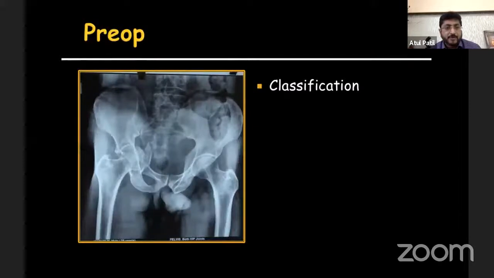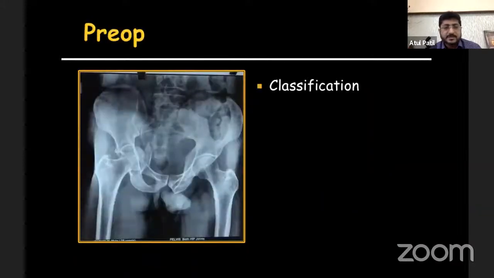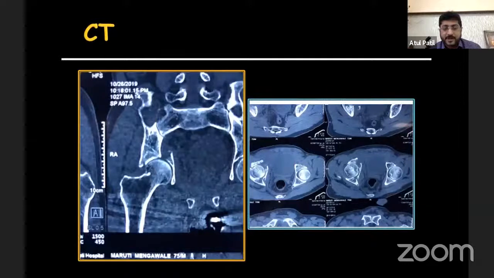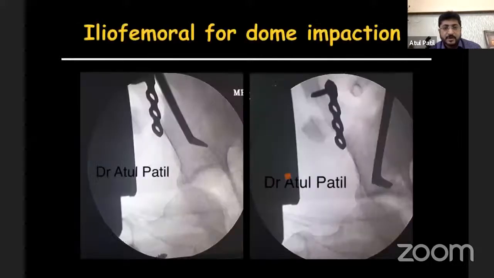Another approach where you have a displaced quadrilateral plate along with dome impaction. The head is medialized. Originally, we used to say central fracture, but we no longer use this. This is a fracture where the anterior column is involved more. So here I have used the iliofemoral window for dome impaction. People can do this also very nicely through the AIP, that is the modified Stoppa approach. Whatever you do nicely, doesn't matter.